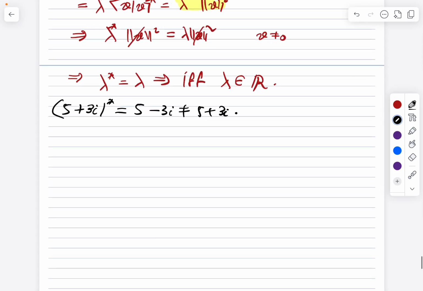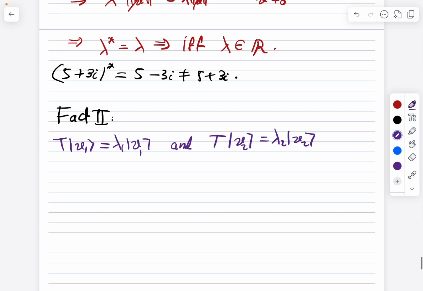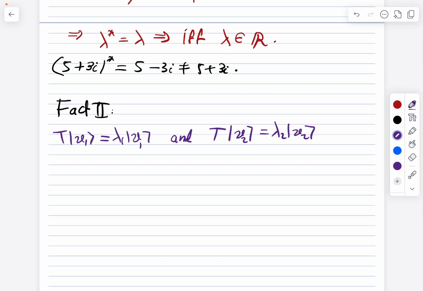Now the second fact. Fact 2, we'll do a similar argument. So let's assume that we have T V1 equal to lambda 1 V1 and T V2 equal to lambda 2 V2. Now what I need to show is that the inner product between these two vectors is equal to 0.